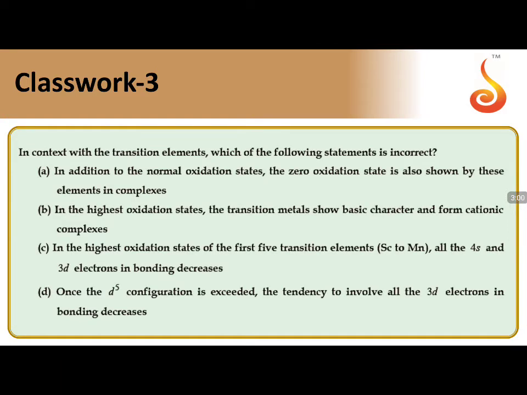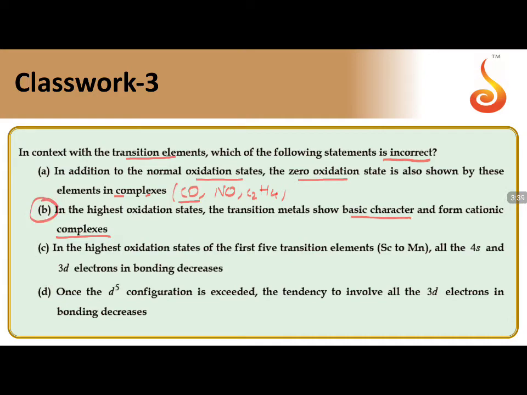In context with transition elements, which of the following is again incorrect? In addition to normal oxidation states, zero oxidation state is shown by elements in complexes. Correct. Carbon monoxide, we have seen NO, we have seen C2H4. In the synopsis we have seen that the elements will show complexes with the lowest oxidation state, particularly with carbon monoxide, zero oxidation state also. In the highest oxidation states, transition metals show basic character and form cationic complexes. No, this is the wrong option. B is the wrong option.